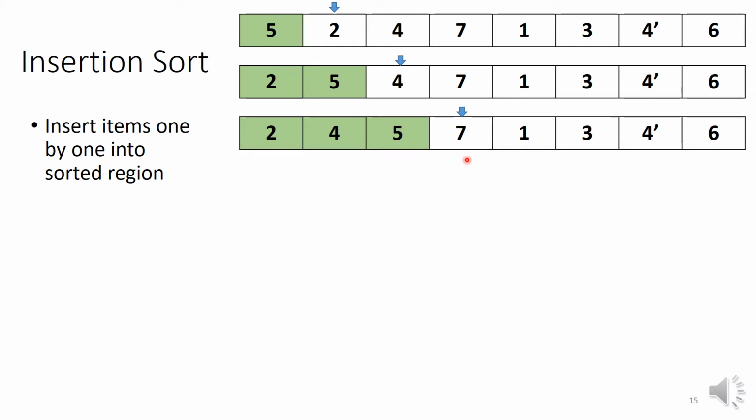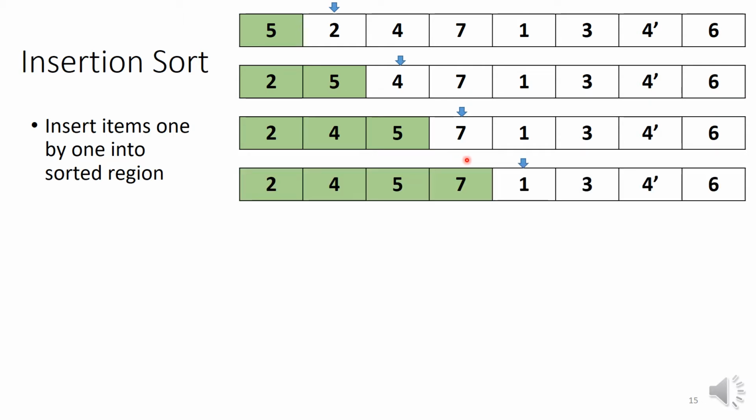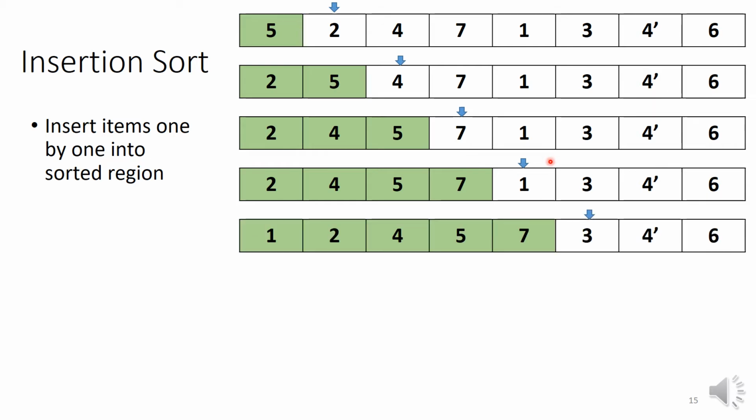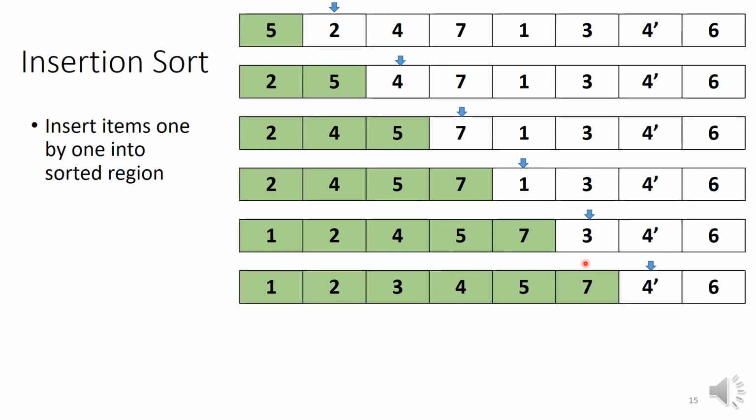Now we insert 7, which just stays where it is. Now 1. All elements in the sorted region are shifted to make space for 1. Next, 3. Some shifting.